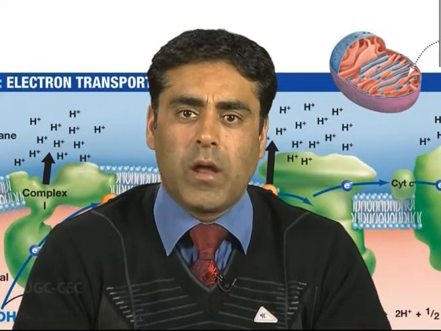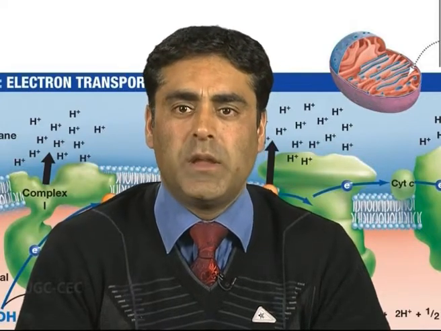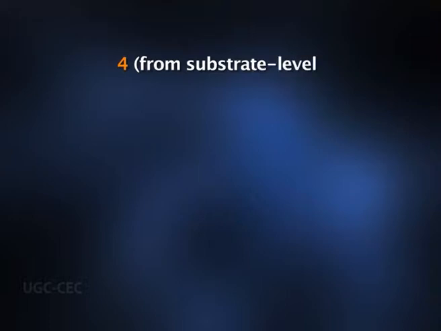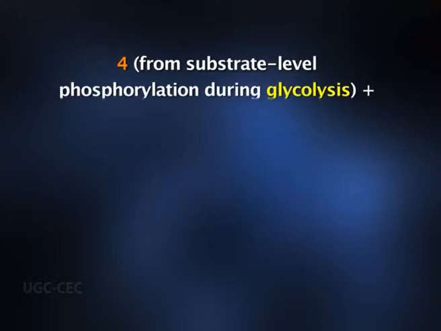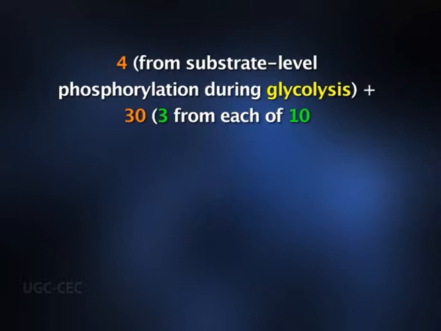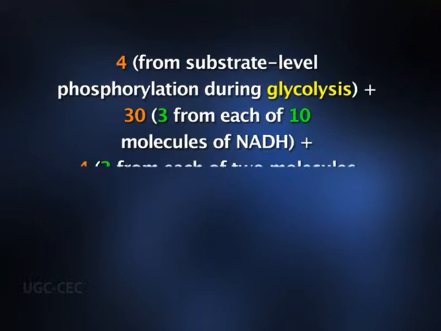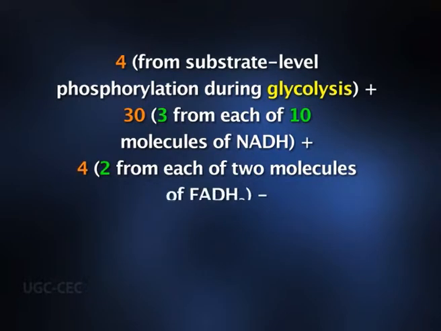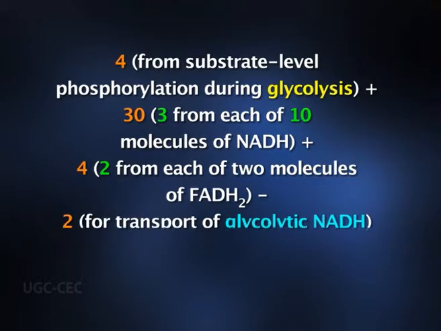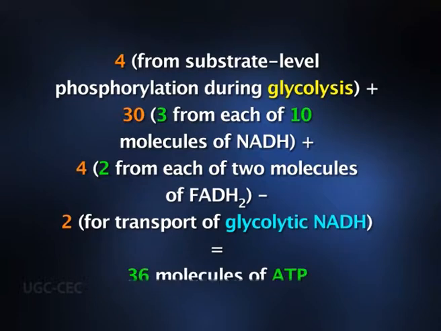Therefore, the overall ATP production resulting from aerobic respiration theoretically should be 4 from substrate level phosphorylation during glycolysis, plus 3 from each of 10 molecules of NADH, plus 2 from each of 2 molecules of FADH2, minus 2 for transport of glycolytic NADH, that is equivalent to 36 molecules of ATP.